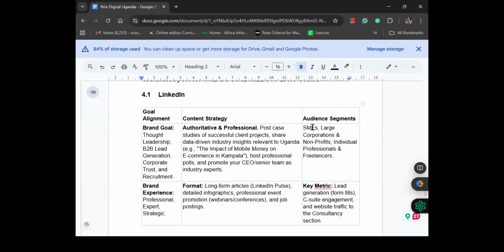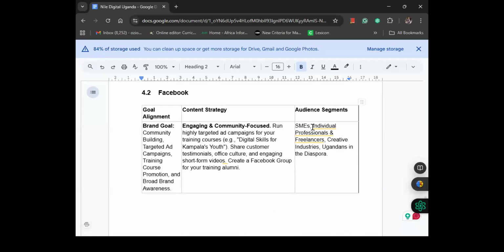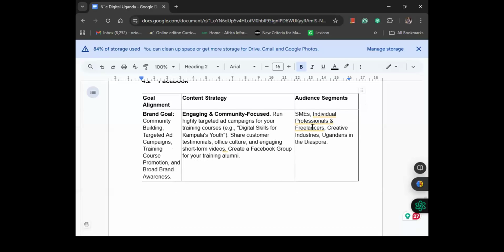So I have one here for LinkedIn. I have one for Facebook. For Facebook, the brand goal is engaging and community focus. So we run highly targeted ad campaigns. Can you see, in Facebook, we're running ads on Facebook. We share customer testimonials, office culture, and engaging short form video. We can even create a training group for our alumni. You get it now? And our audience are SMEs, individual professionals, freelancers, creative industries, Ugandans in diaspora. Remember, we targeted Ugandans in diaspora. And the brand goal is community building, targeted ad campaigns, training course promotion, and broad brand awareness.